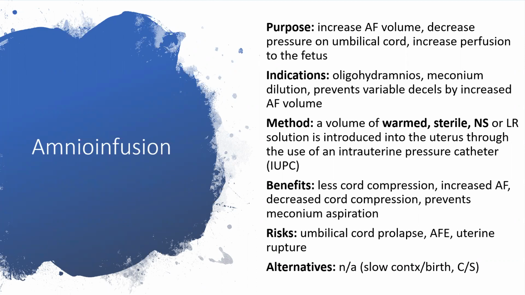The method of this is a warmed, sterile normal saline or lactated Ringer's solution is introduced into the uterus through the use of an intrauterine pressure catheter. The benefits of this are less cord compression. Things are off the uterus now, off the placenta now. Increased amniotic fluid, obviously, is the purpose, and decreased cord compression has occurred. It prevents meconium aspiration as well by diluting it and making it a suitable environment.